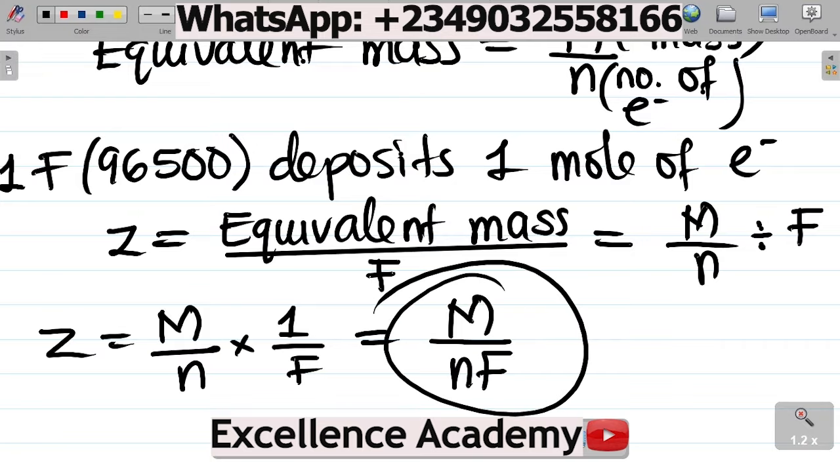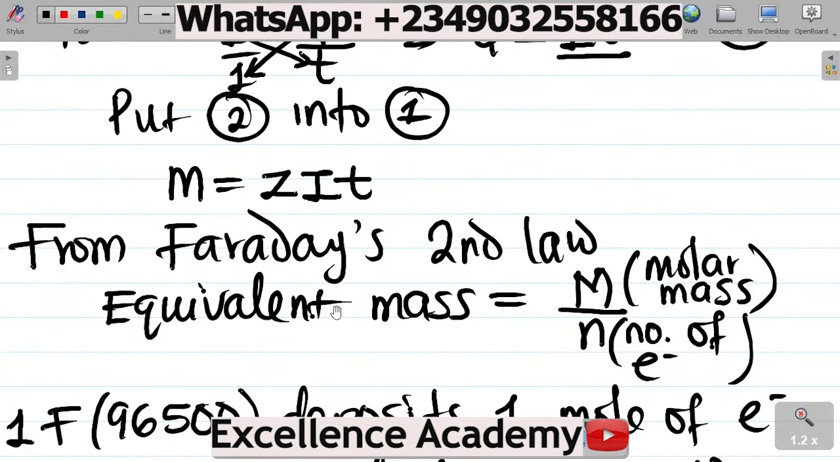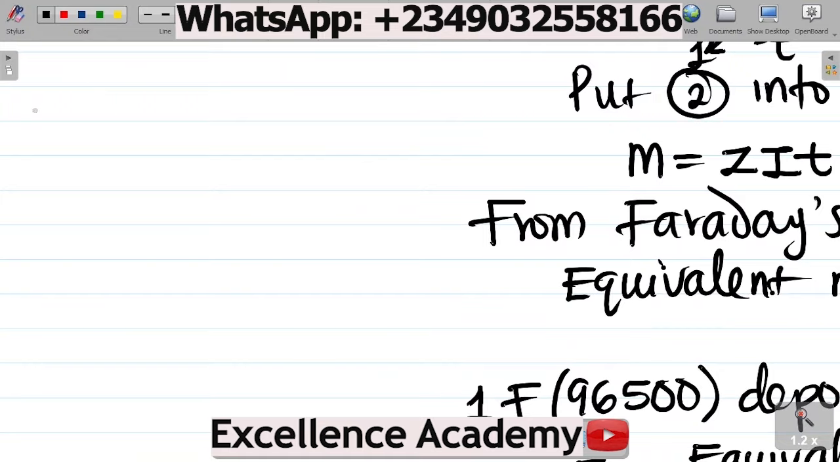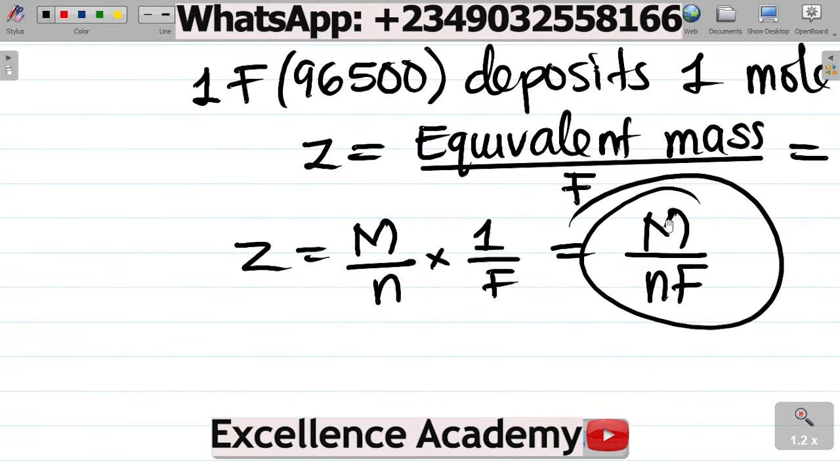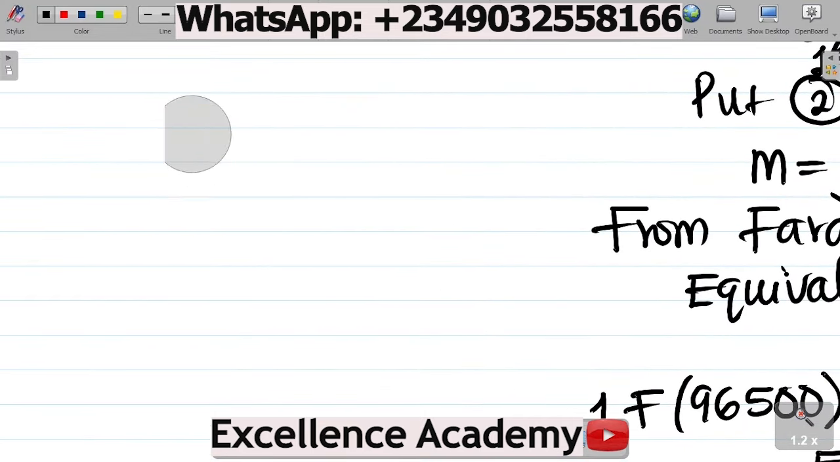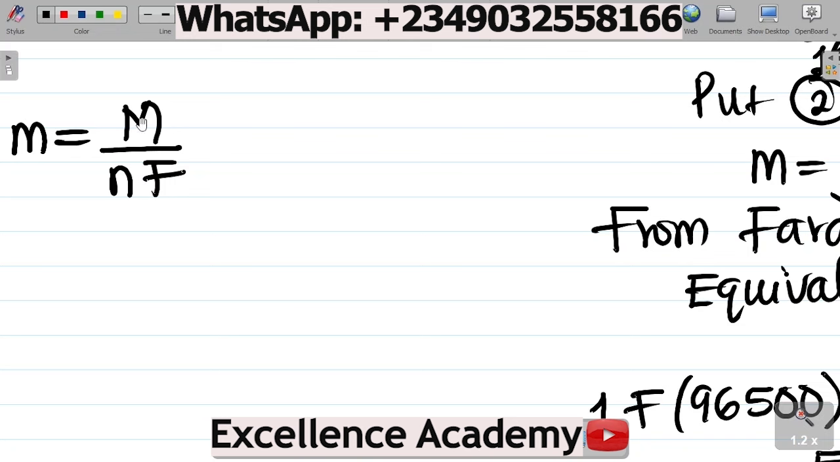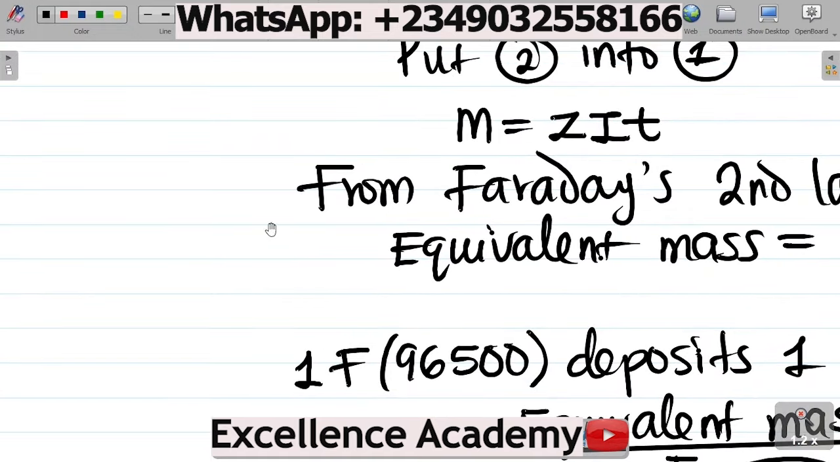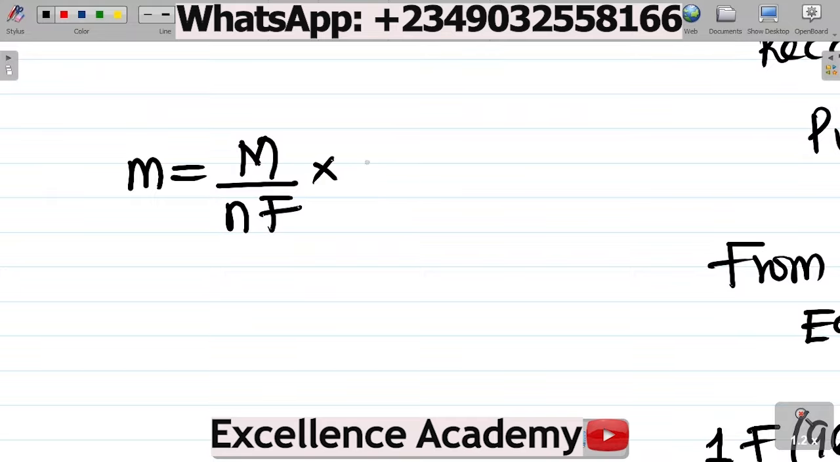Now, I was looking for this. Let's now take this into our formula here. So it means that the mass m is equal to Z, which we got as capital M, molar mass, all over N times F. So the mass m is equal to capital M all over number of electrons transferred times F, this is your Z, times current I times time T. All right, so this was the formula I was looking for. This is the formula we use in solving this particular question.